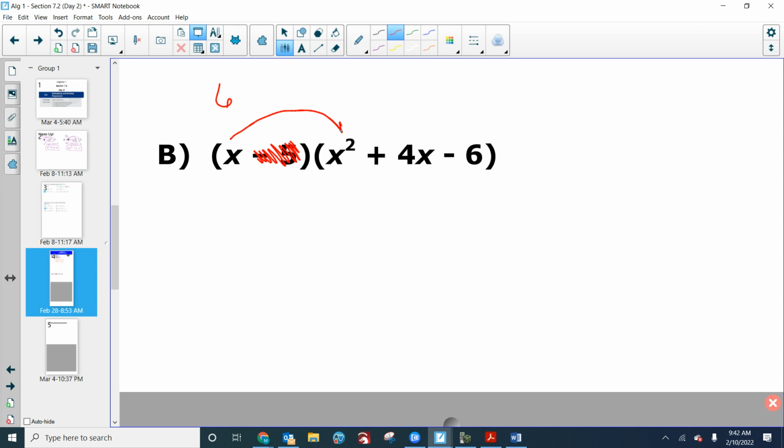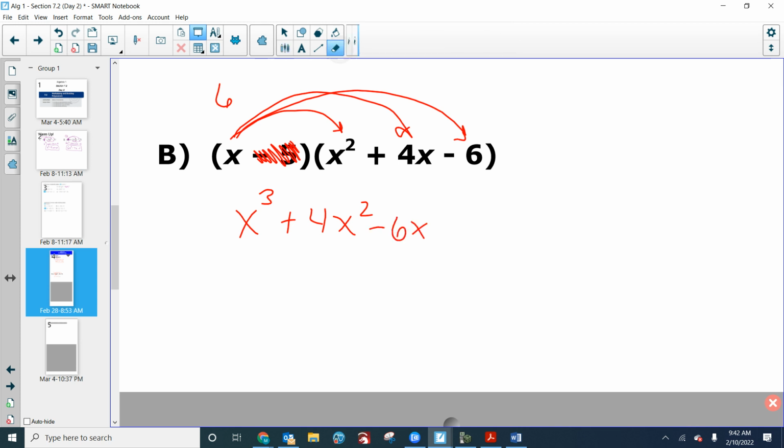Okay, let's work this together, guys. What's x times x squared? X cubed, x to the third. Good. What's x times 4x? Plus 4x to the second. Dorian, what's x times -6? -6x. Okay, halfway done, right? Halfway done. I'm done with that x.